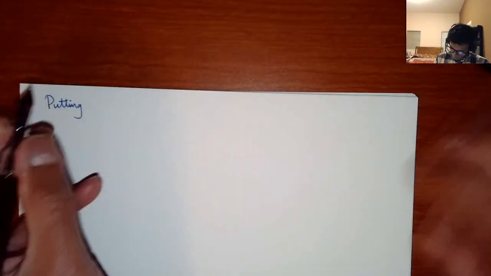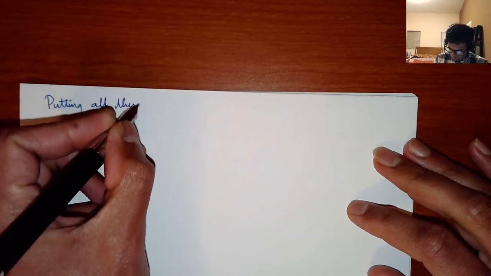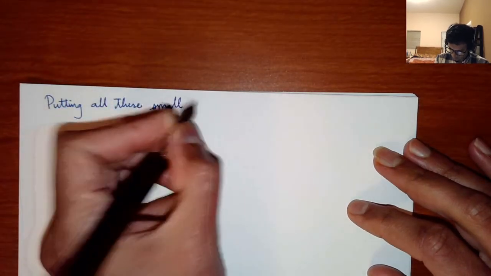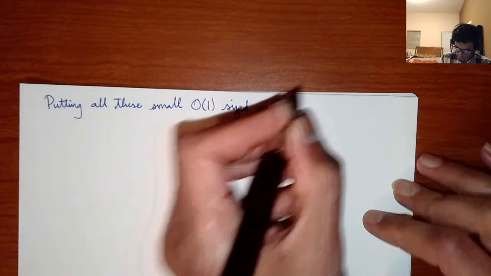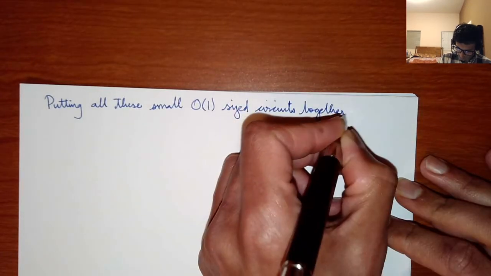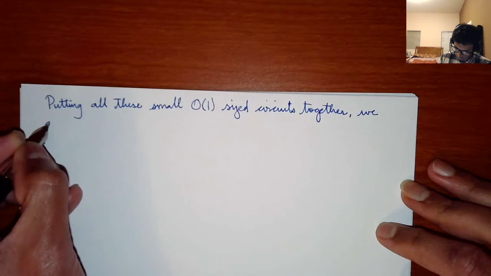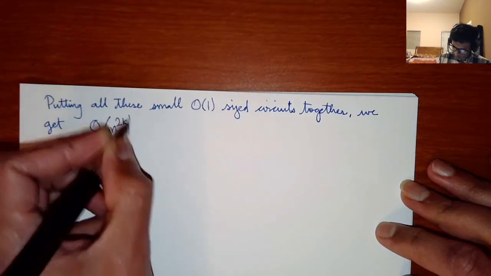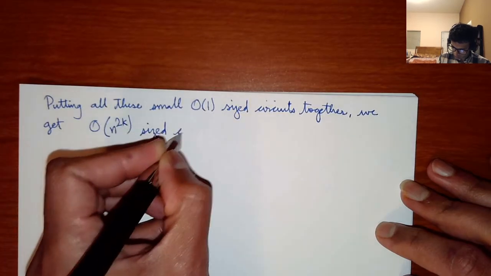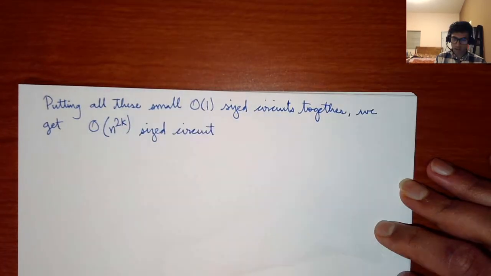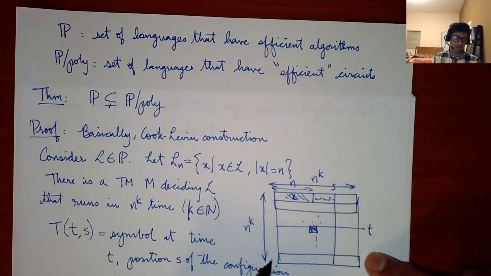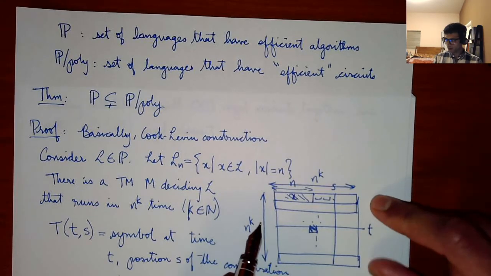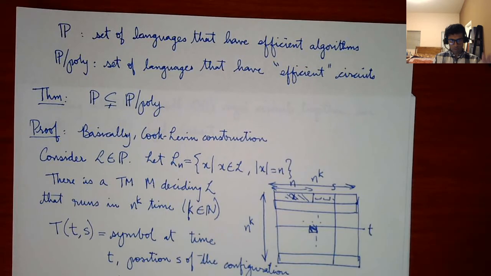So putting all these small O(1) sized circuits together, we get an O(n^(2k)) sized circuit, right? And it's O(n^(2k)) because that's how many symbols there are in the tableau. This tableau has size n^(2k), n^k times n^k, and each symbol requires a circuit of constant size, so we just stitch together all those circuits.